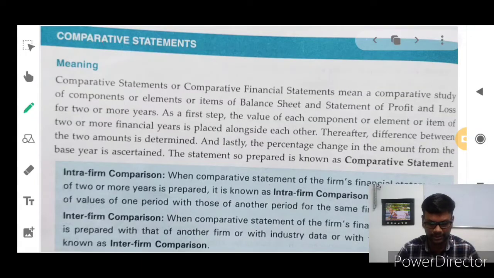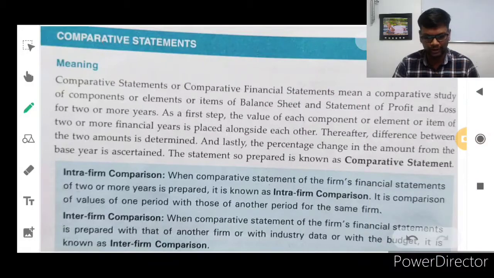Meaning of comparative statements. Comparative statements, or comparative financial statements, the name is the same, mean a comparative study of components, elements or items in the balance sheet and statement of profit and loss. Statement of profit and loss, another name is income statement. So the components we are going to compare from one year's balance sheet to the previous year's balance sheet. At least we need 2 years' balance sheets to compare, or 2 firms' balance sheets, 2 or more years.